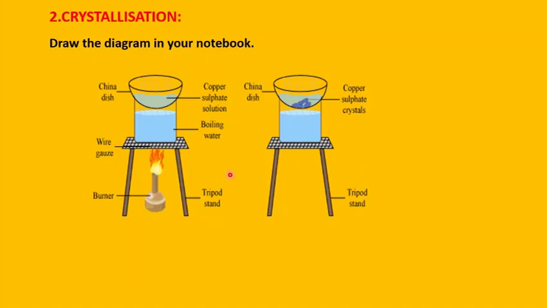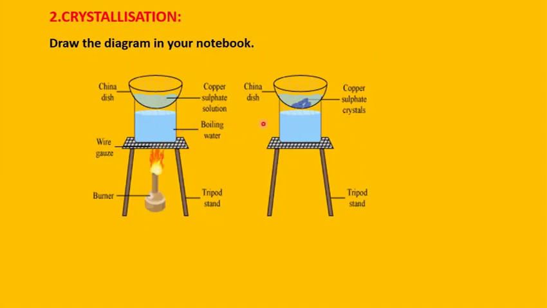Here is an example of getting pure copper sulfate salt through crystallization. Now what happens in crystallization? You take a beaker and keep a china dish or evaporating dish on top of it. In the beaker, you pour a little water for boiling. If you heat the dish directly, there's a chance of decomposing. So you heat the china dish by keeping it over a beaker, and inside the china dish take the impure copper sulfate sample, dissolve it in a very small amount of water, and start heating it slowly using the burner.